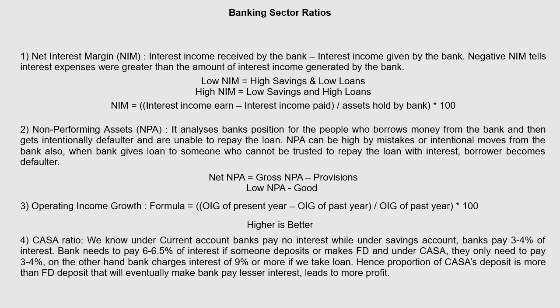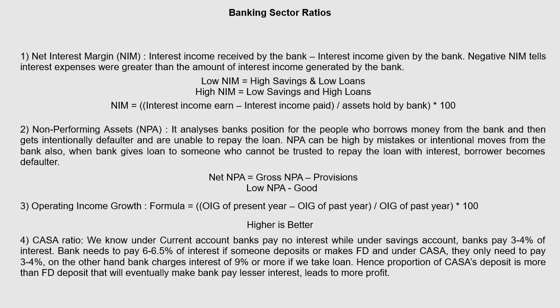CASA ratio. Its full form is current account savings account ratio. We know that under a current account, the bank pays no interest, while under a savings account, the bank pays 3 to 4% interest. The bank needs to pay 6 to 6.5% interest if someone deposits or makes an FD, and under CASA, they only need to pay 3 to 4%.